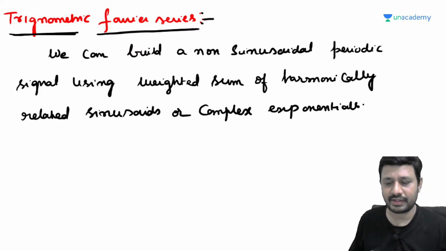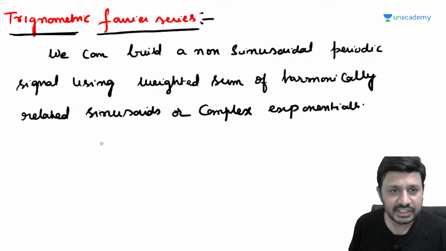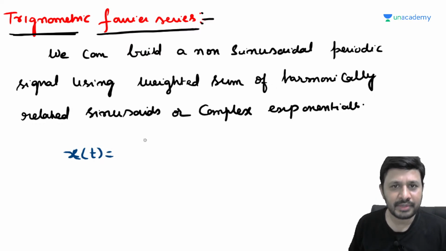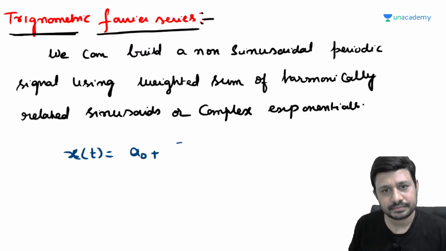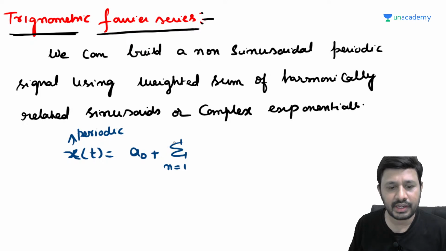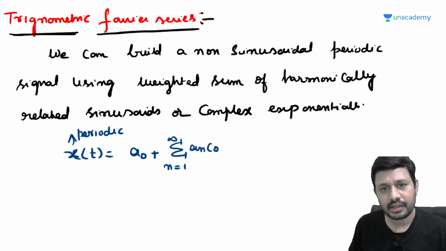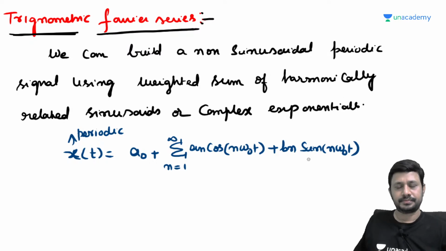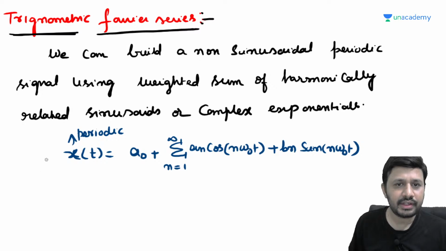Here, we are now discussing the trigonometric Fourier series. In the trigonometric Fourier series, the representation is given like this: x of t is a periodic signal, and x of t is equal to A naught plus summation n varying from 1 to infinity of an cos n omega naught t plus bn sin n omega naught t. This is the representation of a non-sinusoidal periodic signal in terms of the trigonometric Fourier series.